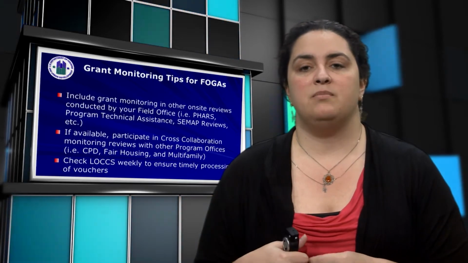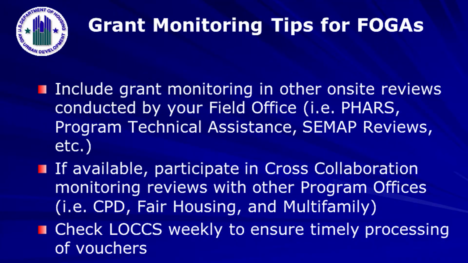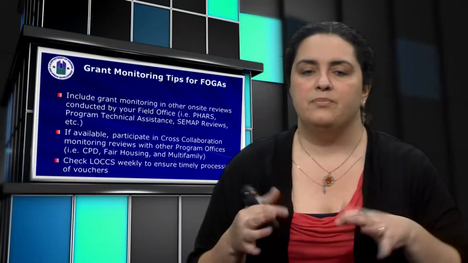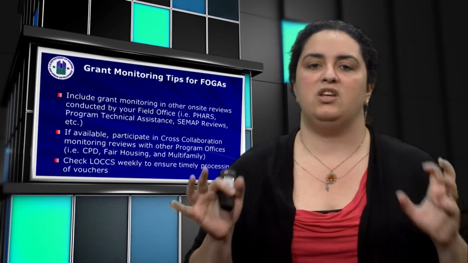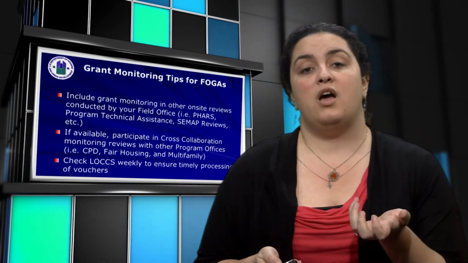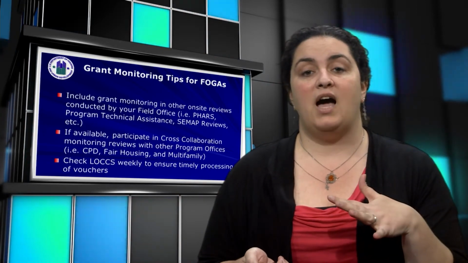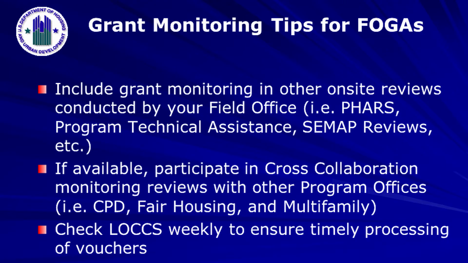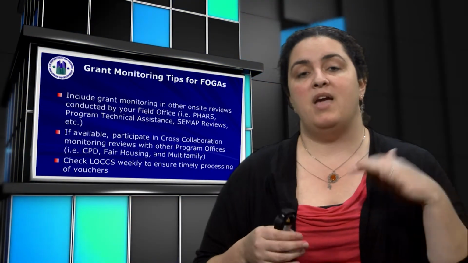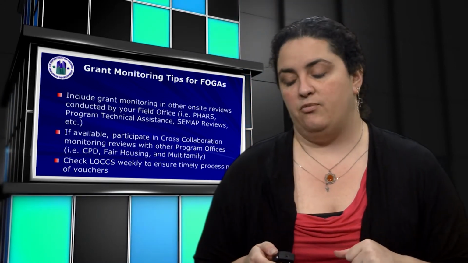Same thing with cross-collaboration monitoring with other program offices. So if there are things going on with CPD or fair housing or multifamily, there are links to FSS and ROSS in all of those areas. So that's just another thought about maintaining the visibility of the program within your field office. And then also recommending that you check LOCCS on a weekly basis to ensure the timely processing of vouchers. So you get the LOCCS extract, that's one thing, but then also the LOCCS vouchers, to actually go into the LOCCS system, you may have vouchers sitting there waiting for your approval.